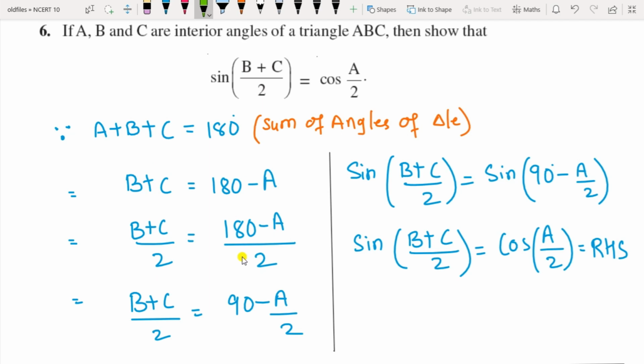Now divide this by 2 and separate the denominator for the RHS. It will be 90 minus a by 2. So multiply by sine on both the sides. So this will be sine of (b plus c) by 2 equal to sine of 90 minus a by 2. But sine of 90 minus theta is cos of theta. So this will be cos of a by 2, and that is your RHS, hence proved.